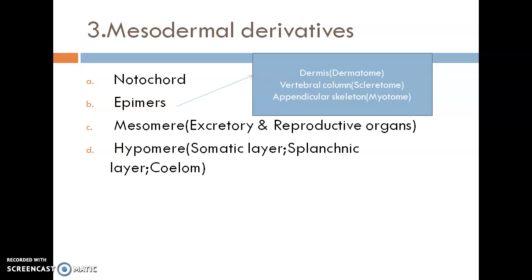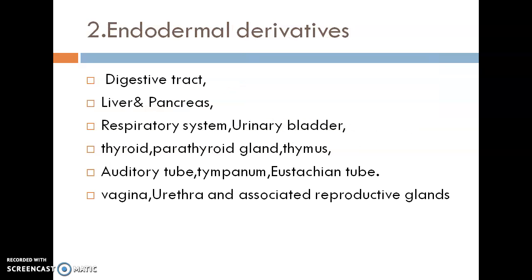The hypomere generally includes the somatic layer, the splanchnic layer as well as the serosa. We will discuss in detail what is meant by the somatic layer and splanchnic layer later, in developmental biology, in the developmental process of different kinds of organisms. So we will discuss it there. This hypomere is also developed from the mesoderm.